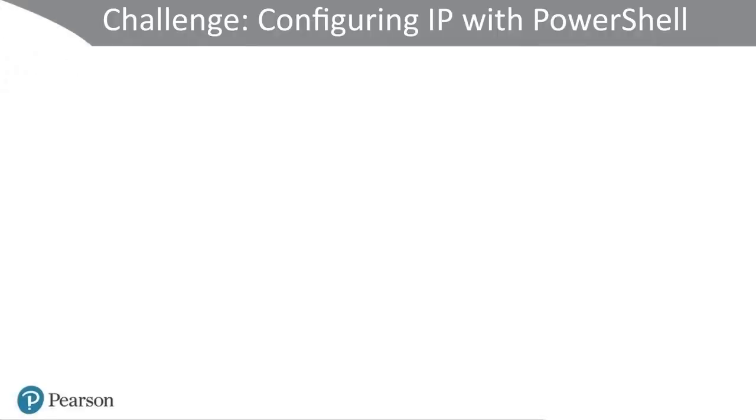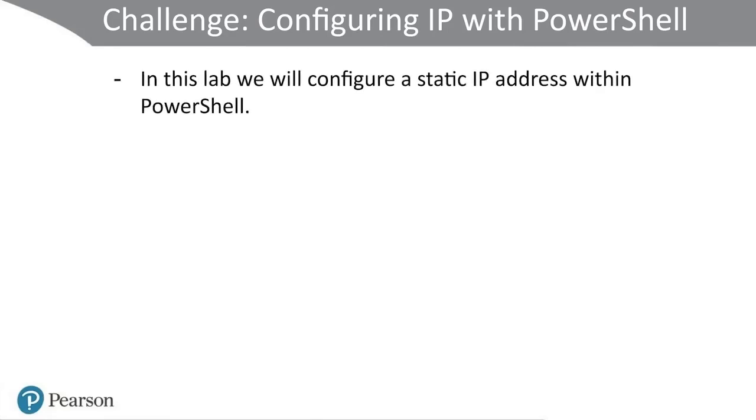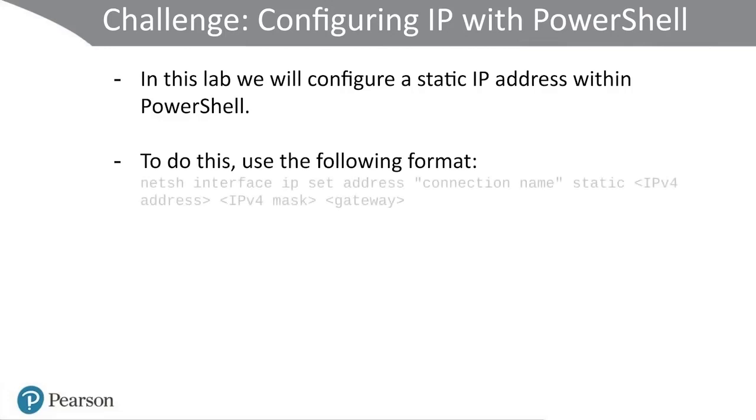Challenge: configuring IP with PowerShell. Are you tired of clicking around the GUI? Use PowerShell. Use the command line. In this lab, we'll configure a static IP version 4 address within PowerShell. To do this, we'll use the following format.